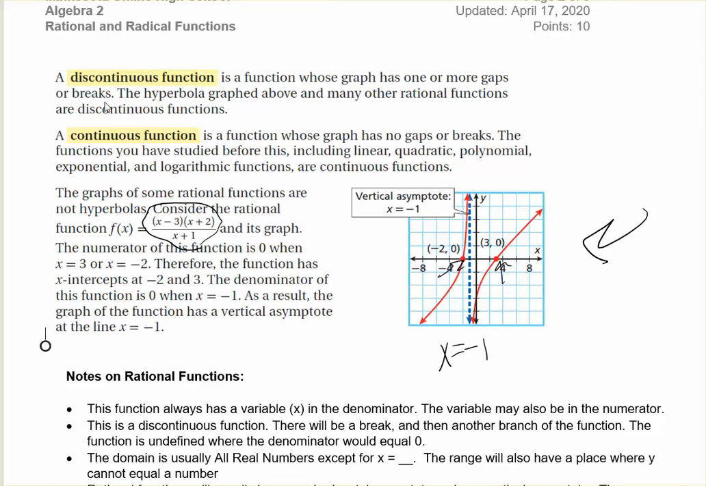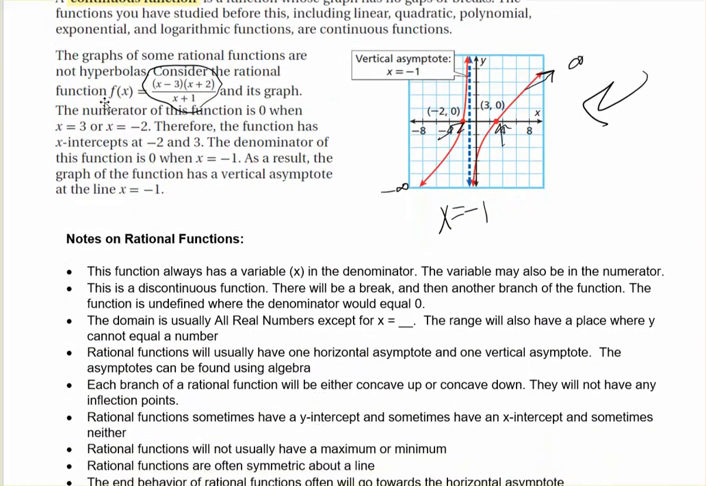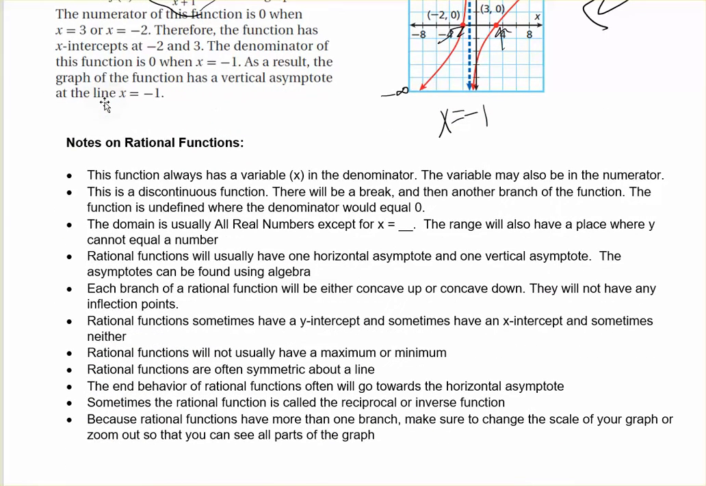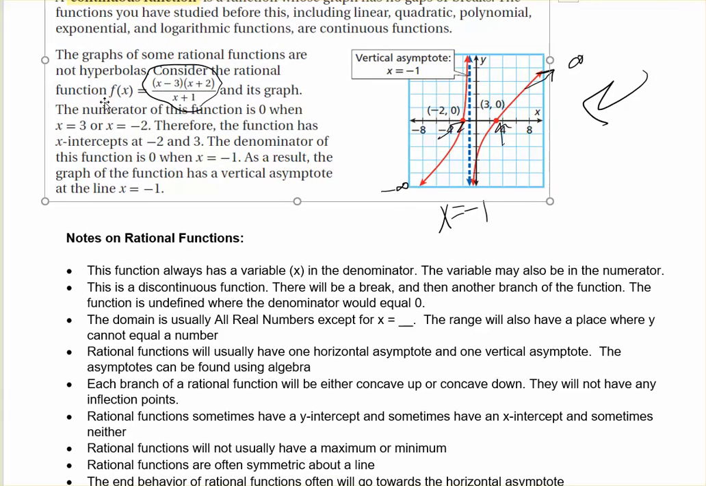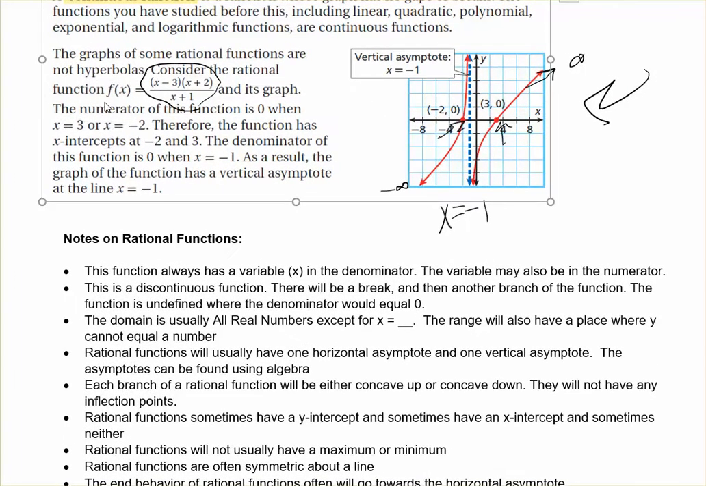Also, the end behavior is different in this one. As x gets bigger and bigger, the branch on this side is going to approach infinity, and as x gets smaller and smaller, this branch is going to approach -infinity. So that's different than the more standard hyperbolas that we looked at before. These are some notes. We talked about most of these except the y-intercept. Sometimes it'll have a y-intercept and sometimes it won't. This one does have a y-intercept right here, but it doesn't tell us much information.